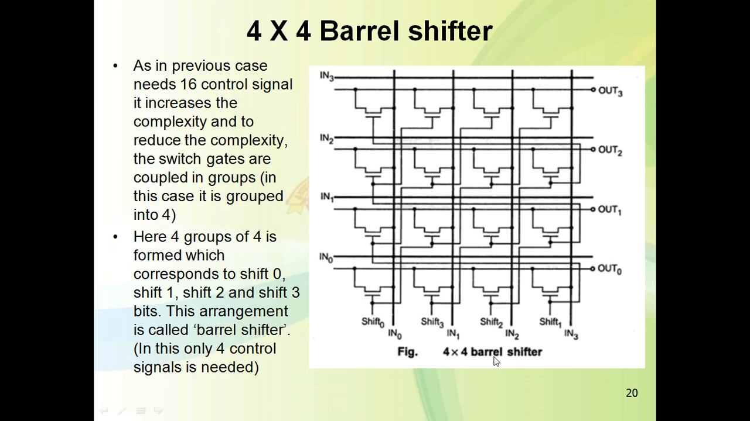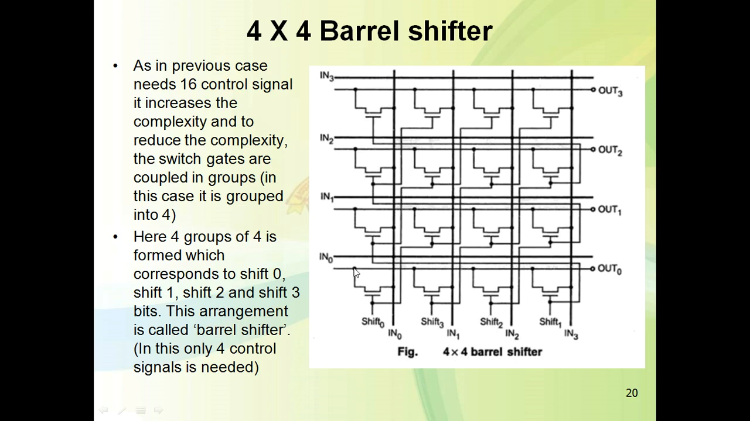So what is the barrel shifter? The barrel shifter has 4 data input lines and 4 data output lines, and vertically these are the horizontal lines, and the control signals are shift 0, shift 1, shift 2, shift 3. You can also see here that input 0, input 1, input 2, input 3 are connected likewise.